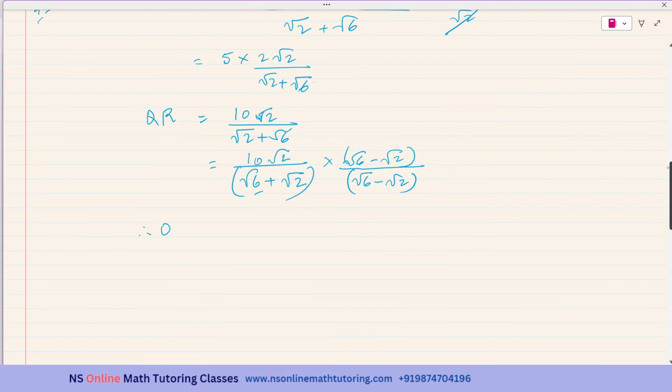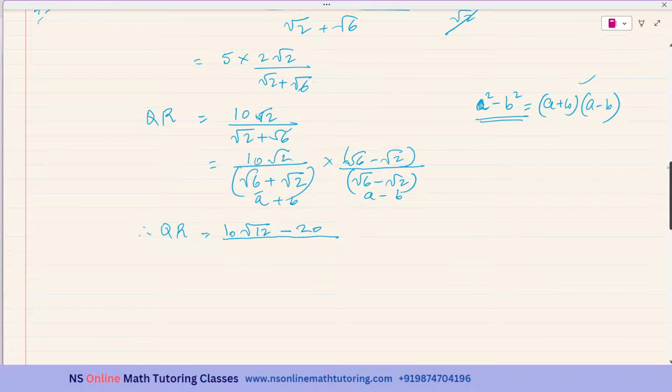so therefore QR is equal to 10 root 2 times root 6 is 10 root 12, and root 2 times root 2 is 2, so minus 20 over, this is a plus b and this is a minus b multiplied together. We will be using this identity, and this is a very useful identity. It is better you remember this identity: a square minus b square equal to a plus b times a minus b. Okay. So it is a plus b times a minus b in this case.